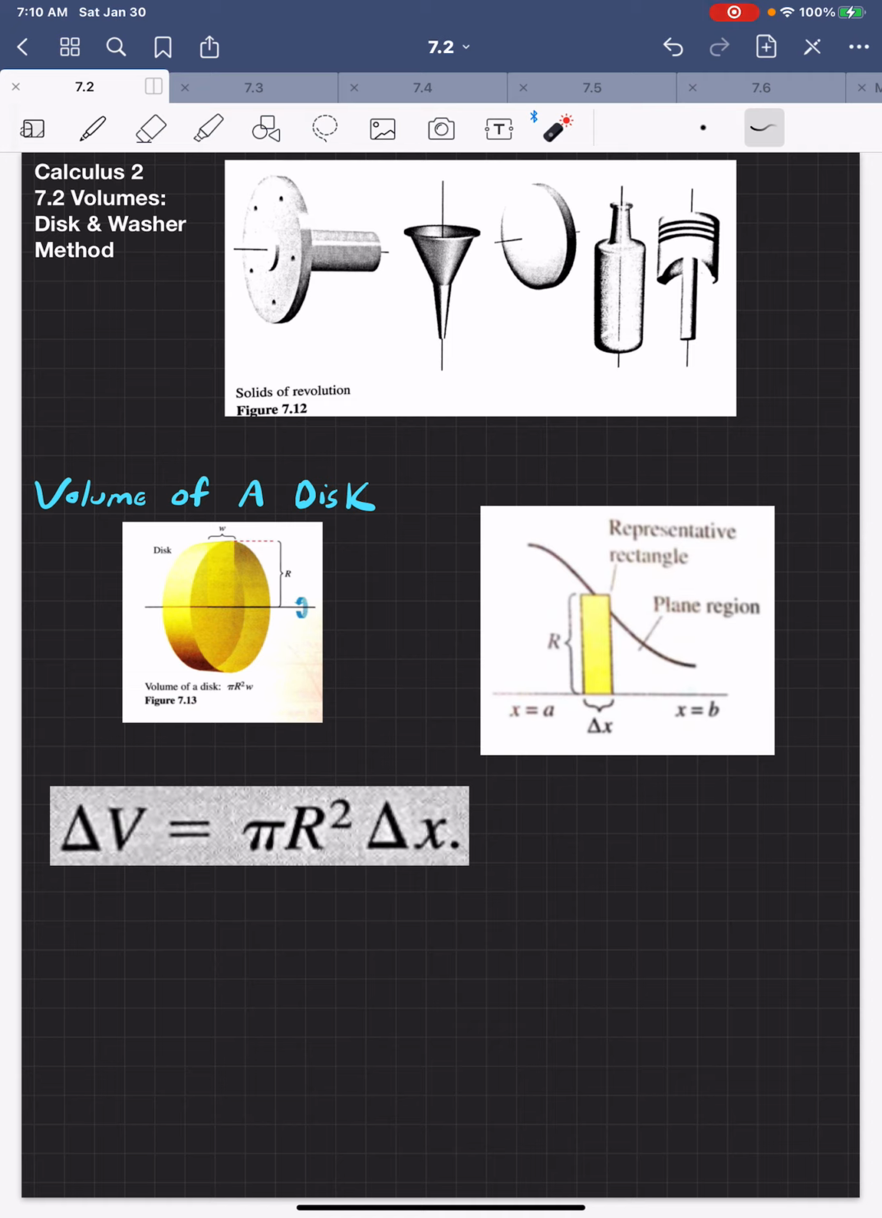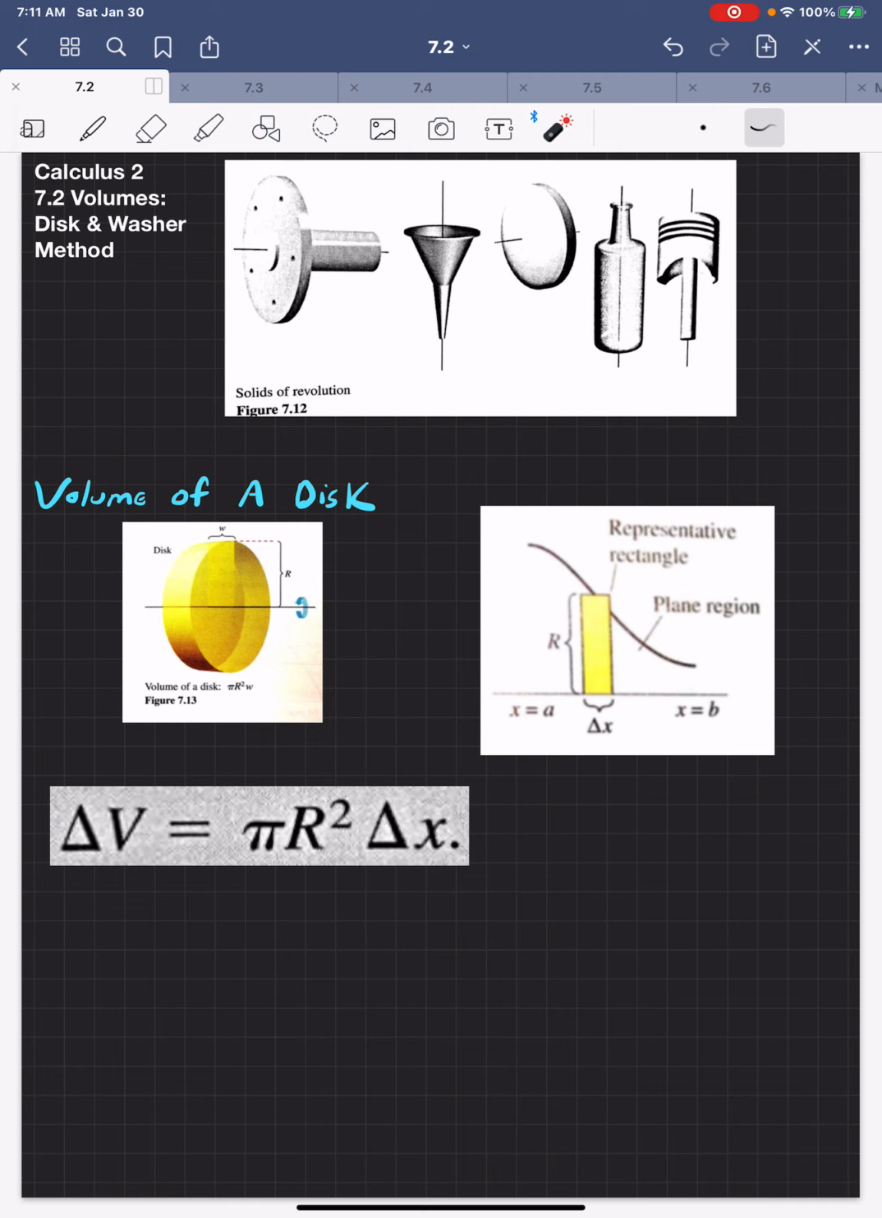Now, to give you a few ideas of what you would consider a solid of revolution: axles or funnels or pills or bottles or pistons. All of these are what we call solids of revolution. And you can find the volume of all of them using a method called the disk method, right? So this is the disk method. Let me do my best to try to explain what's happening here.